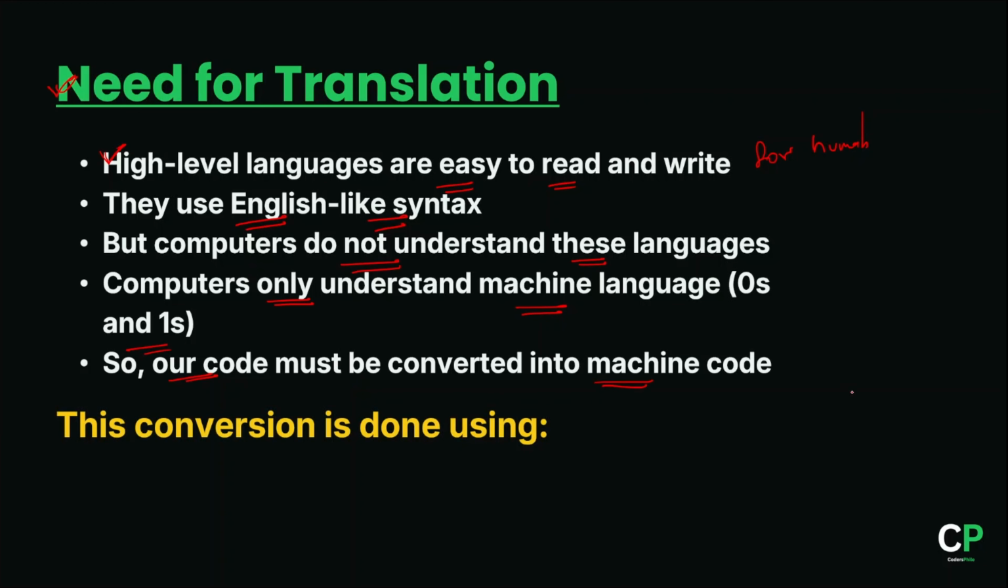As we have already said, this is our set of instructions written in the high level language, and this is our computer. It can only understand instructions written in zeros and ones, that is, machine language.